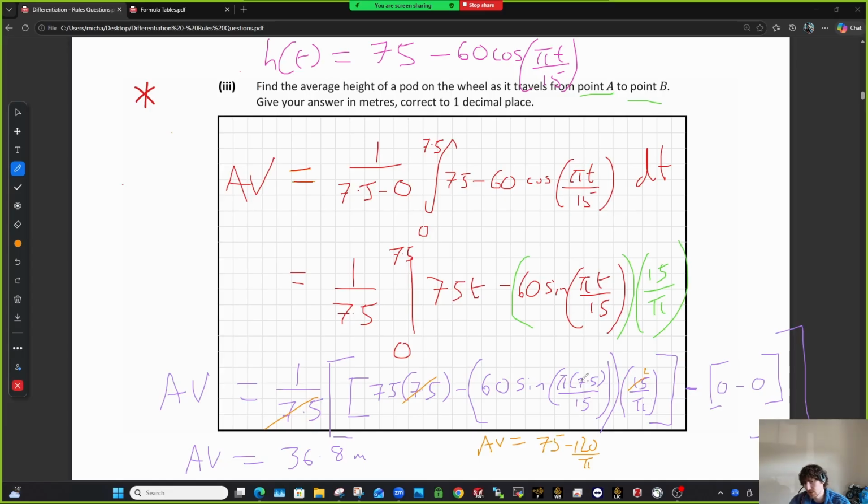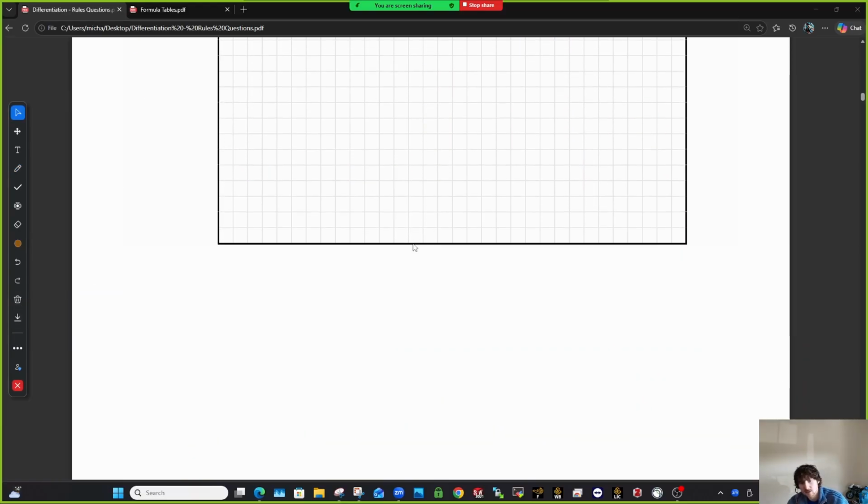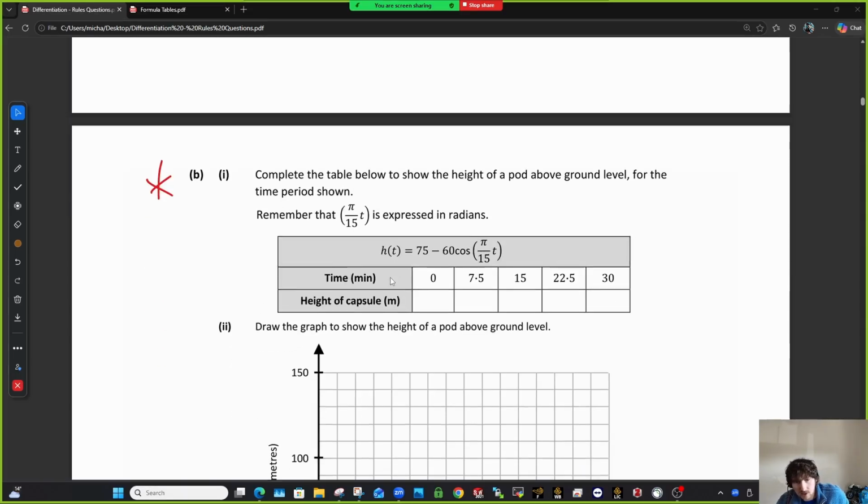And everyone should know that the 7.5 over 15 is a half, and we should know that the sine of pi over 2 is 1. So then there's your 1. So you could leave your answer 75 minus 120 over pi. And let me type that in here and make sure I get the same number as I got there. I do. I get 36.8. So fantastic. Great. So that's a good question there. Obviously, if there's parts of that that didn't make sense, it tells you now what you need to go and revise.